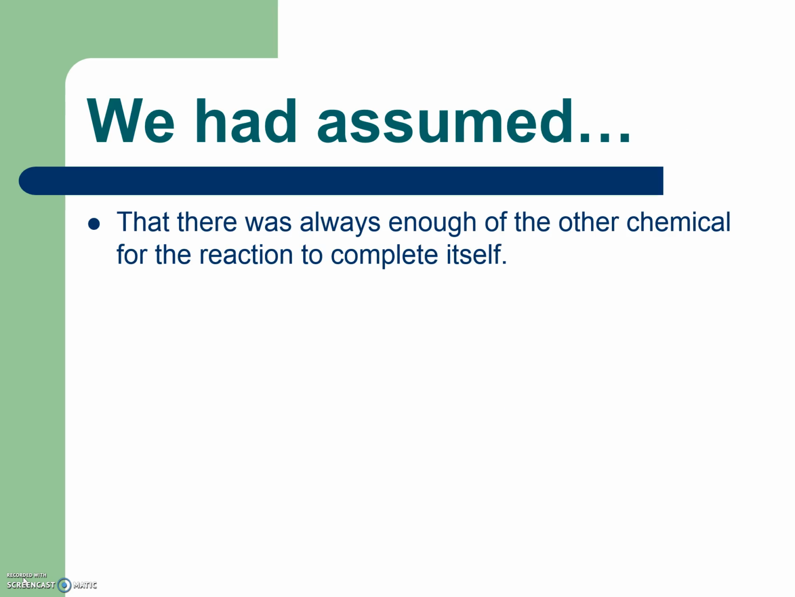And our other thing that was left over was called in excess or extra. We had always assumed that there was enough of the other chemical for the reaction to complete itself. So in any reaction, if we were figuring out how much product we'd get from a reactant reacting with something else, we assumed that we had enough of the other thing. And you should continue to assume that unless you're told otherwise.